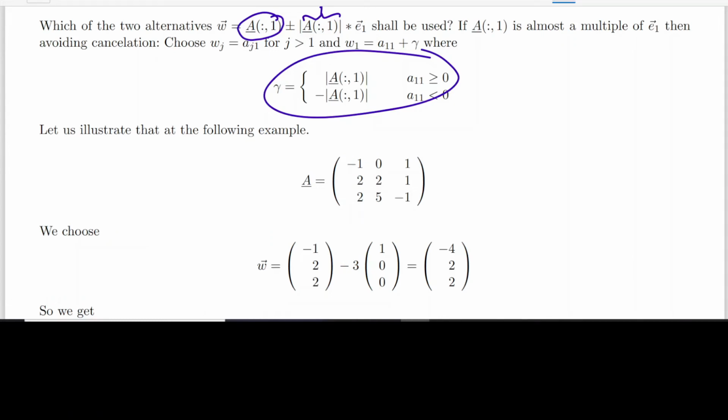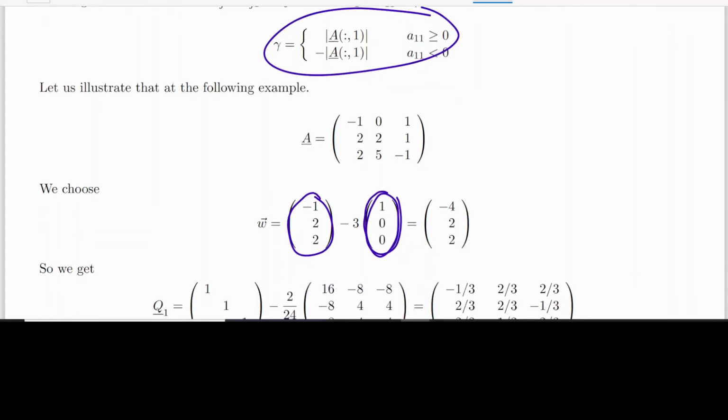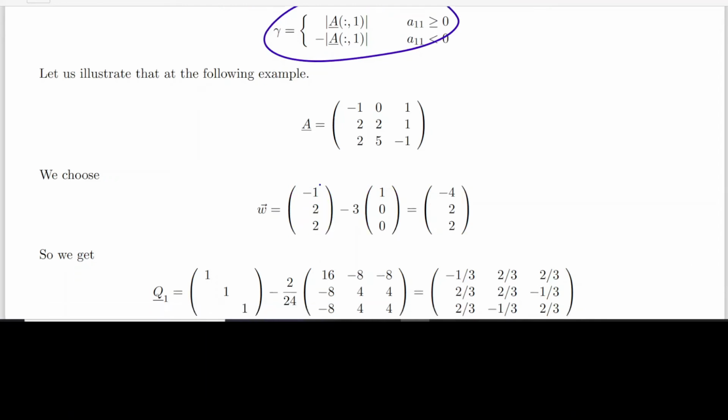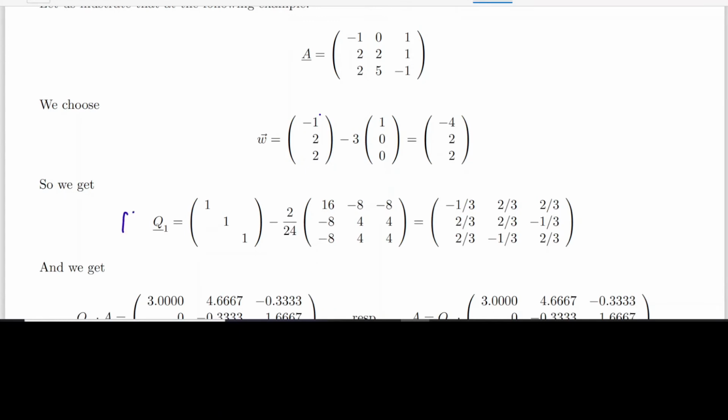Okay, and then minus 1, 0, 0. And now we have -1, 2, 2, minus 3, 0, 0. So we get -4. And here a copy of that, 2, 2. This is our omega.